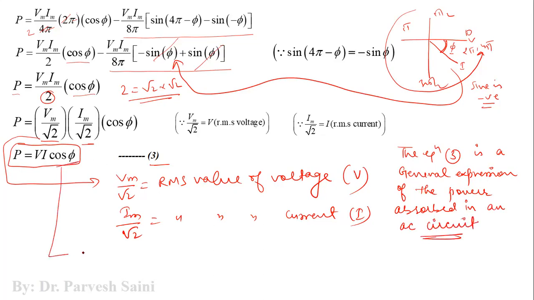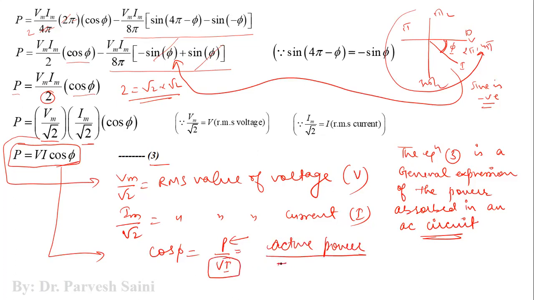From here, if you take cosine phi, it is equal to P by VI. Now this P is the active power, and this V into I is the total power, which we call the apparent power, right? So this is the power factor.